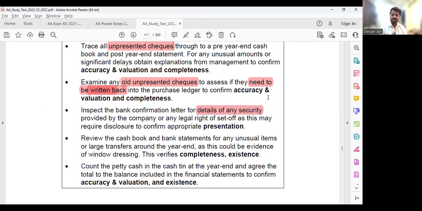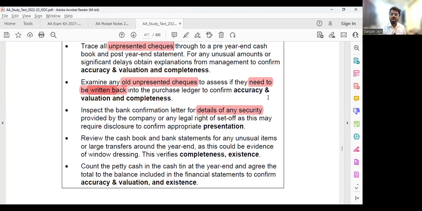Review the cash book and bank statements for any unusual items or large transfers around the year end, as this could be evidence of window dressing. You're going to review the cash book and the bank statement for any unusual items, any extraordinary items of large transfers.